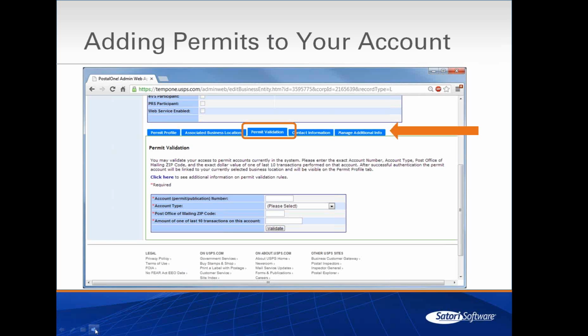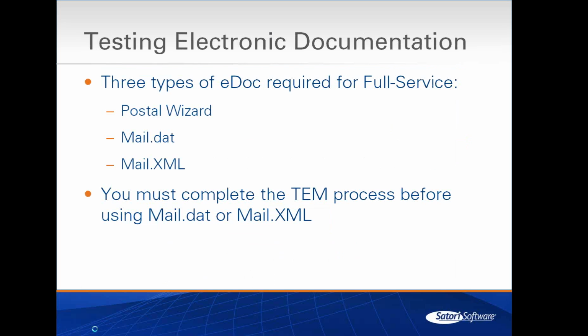So the next thing that you'll want to do after you make sure that your permits are set up properly is start thinking about electronic documentation. Now, when you move to full service, there are going to be 3 different ways that you can submit your documentation electronically. You can use the Postal Wizard, you can use Mail.dat, or you can use Mail.XML.